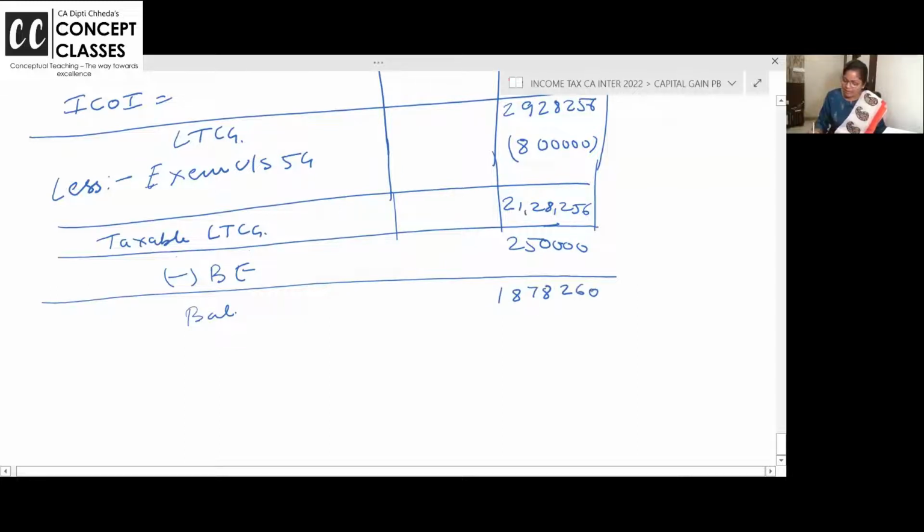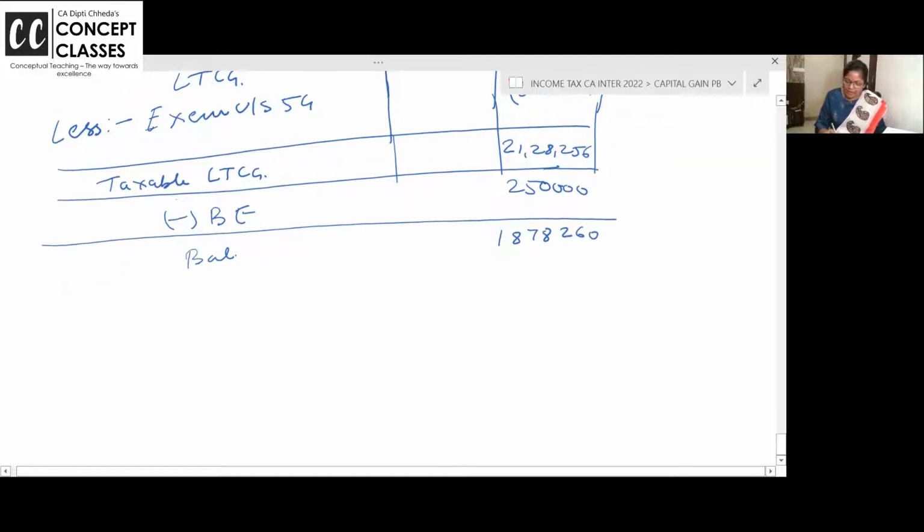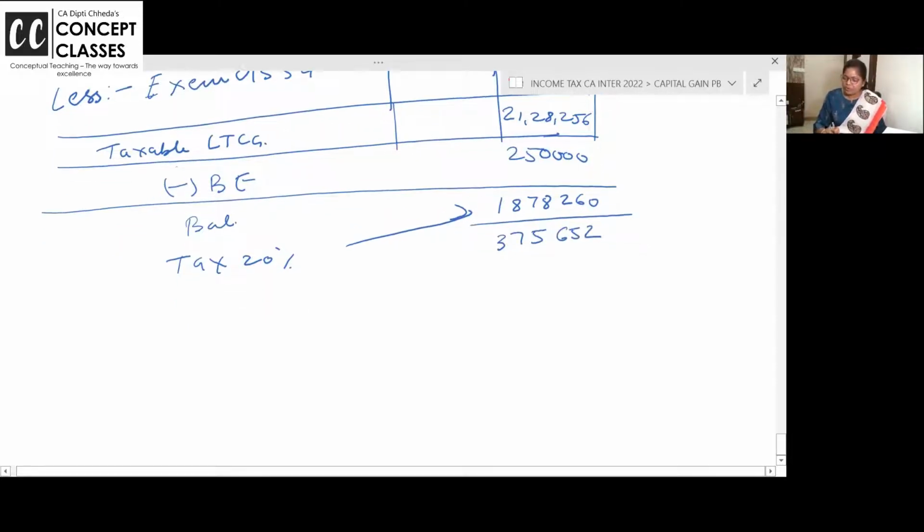18,78,260, I am taking, round off. And on this, the tax will be 20% because this is long term. 18,78,260 into 20% is the tax. Last income is to be rounded off and last tax is to be rounded off. See, this is 52 rupees tax. Don't round off. And the cess is 4%.